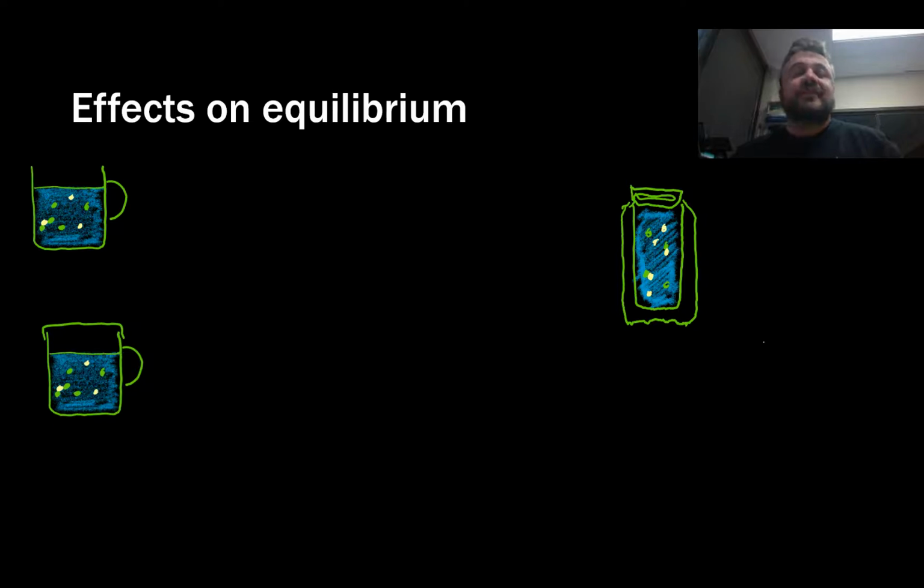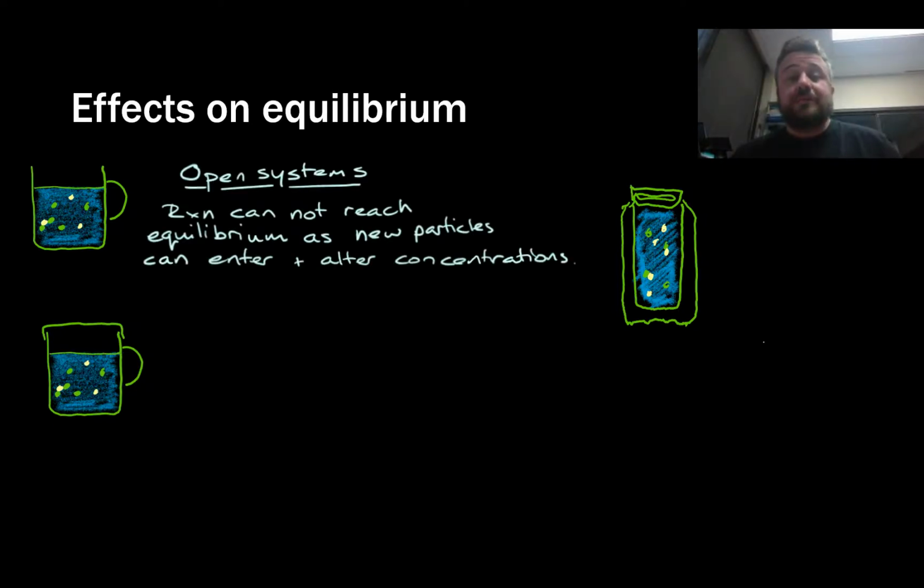So what are the effects of these different systems on equilibrium? Well, in an open system, the reaction can't reach equilibrium. New particles are able to enter, or they can leave through evaporation, and this will alter the concentrations.